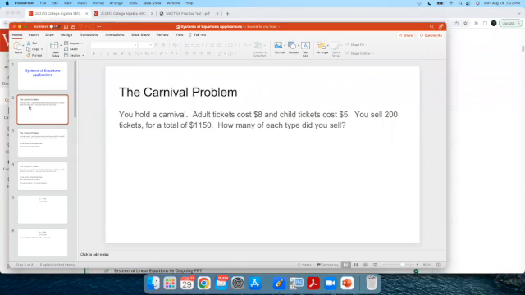You got a carnival. For some reason, you're just not very good at keeping track of how many tickets you sold. You know, adult tickets are $8 and kid tickets are $5. You know, you sold 200 tickets total. You know, you brought in $1,150. Now we're going to work backwards and see how many adult tickets and child tickets you sold.